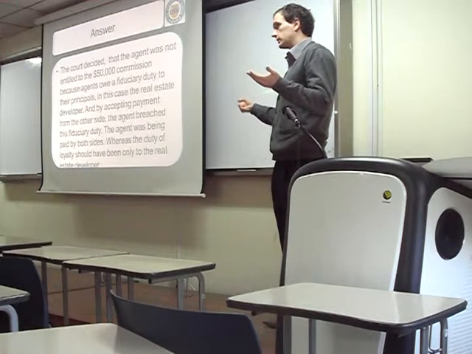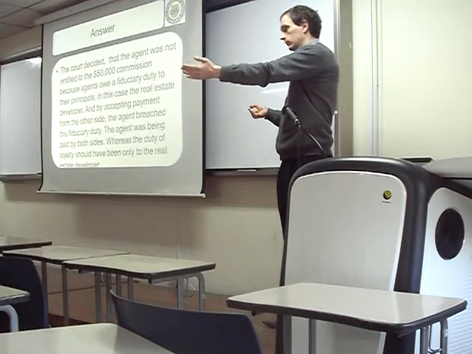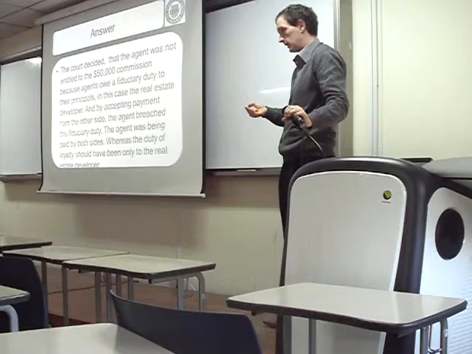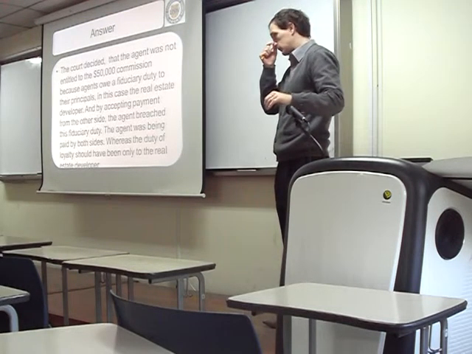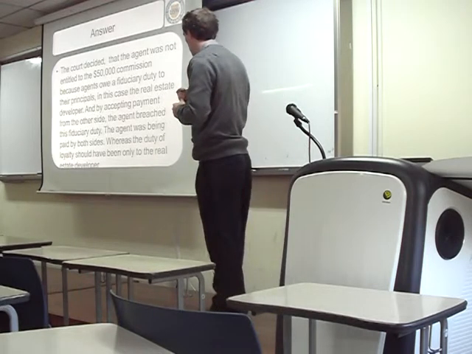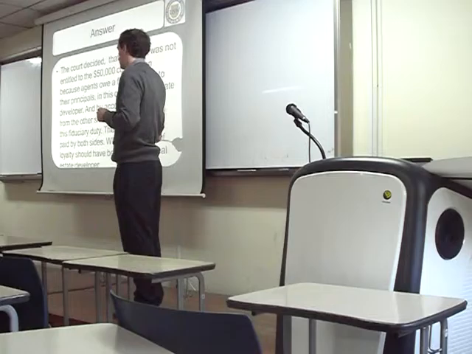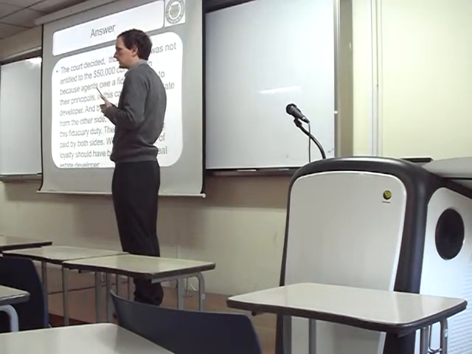Maybe they're not getting the best deal for the developer. Maybe there's another loan, which is cheaper. But they chose this insurance company because they got some payment from the insurance company. So this is called breaking the fiduciary duty to their employer. The agent was being paid by both sides. Their duty of loyalty should only have been for the real estate developer. That's why the real estate developer was paying the agent.